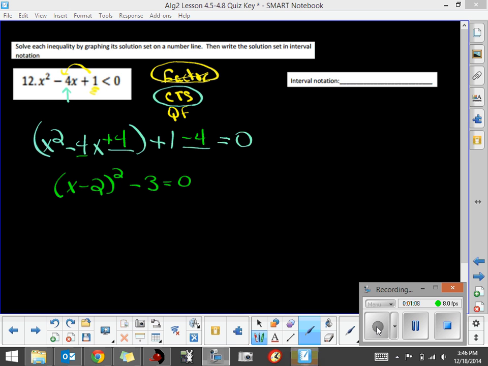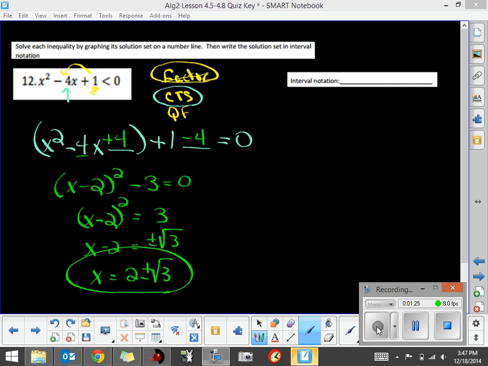Now I want to solve this for x, so once we have it in this vertex form, they're relatively easy to solve. We're going to add 3, then we're going to square root, so x minus 2 is plus or minus the square root of 3, and then I'm going to add the 2, which is 2 plus or minus the square root of 3.